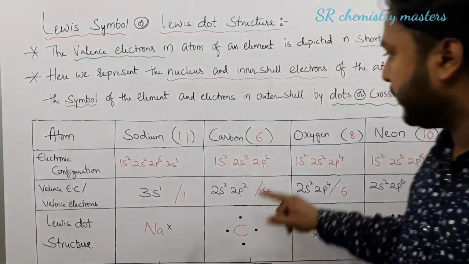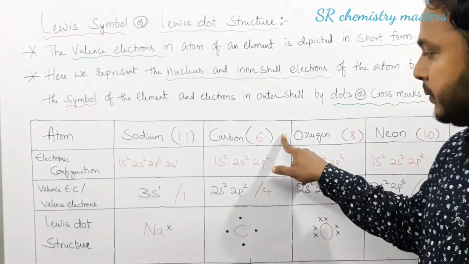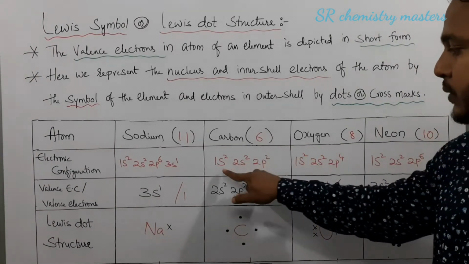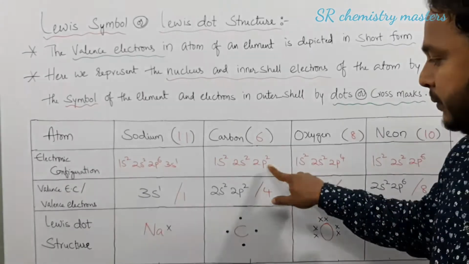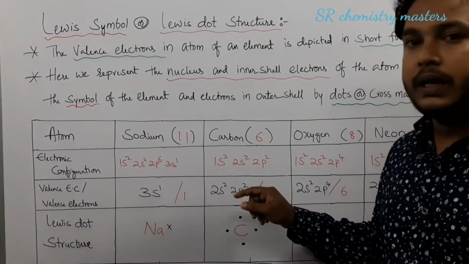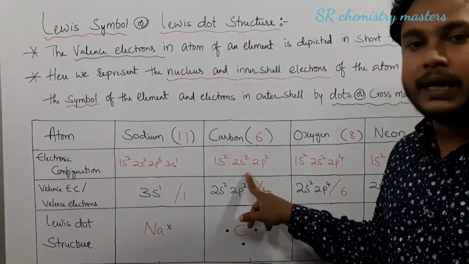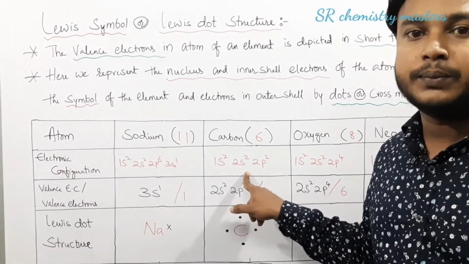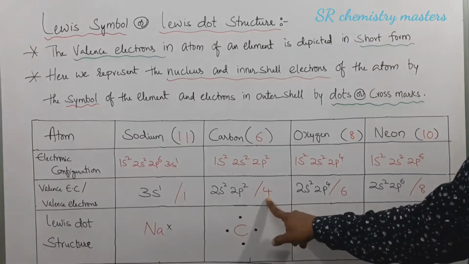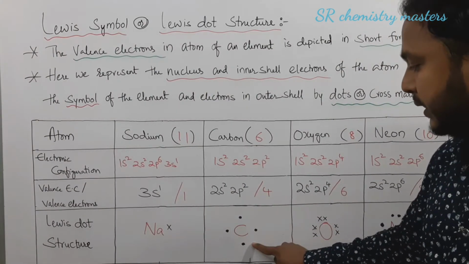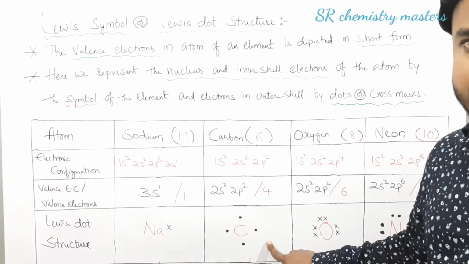In the second example, we take the carbon atom. As you know, the atomic number of carbon is 6. The electronic configuration is 1s2, 2s2, 2p2. Here the outer shell electronic configuration of carbon is 2s2, 2p2. Carbon has two shells, and the second shell is the outermost shell, and the electrons present in the outermost shell are 4 in number. We represent those 4 electrons around the symbol of the carbon atom. This is the Lewis dot structure of the carbon atom.